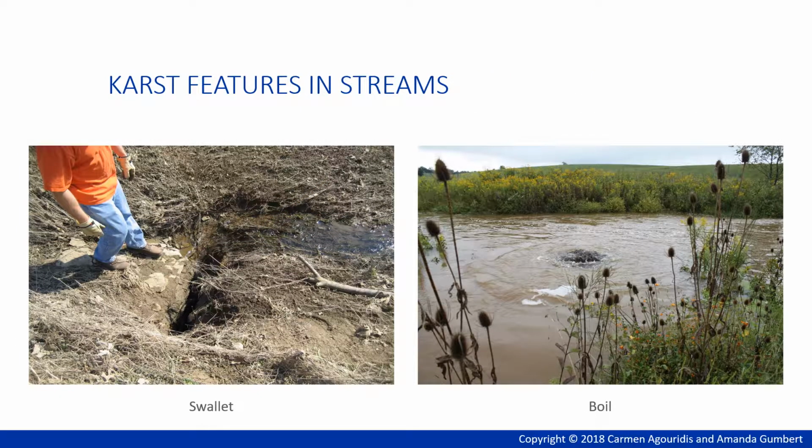In streams, karst features can result in losing reaches or gaining ones. Swallows transport water from the surface to the subsurface, while boils do the opposite by bringing groundwater to the surface.